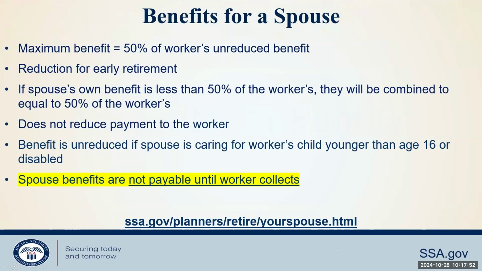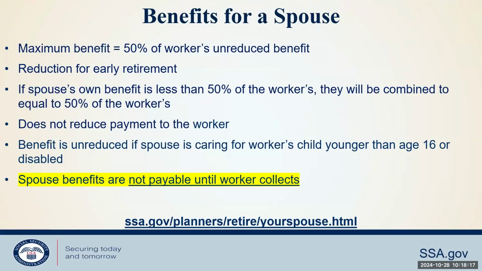The most common one is to a spouse. So the maximum a spouse can receive off a wage earner's record is 50% of the wage earner's unreduced benefit amount. If the spouse files early, that early is 62. There is one exception to that we'll talk about here in a minute. It is early at 62, it would be reduced.